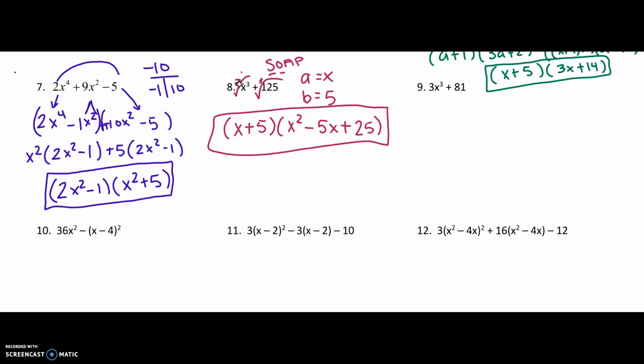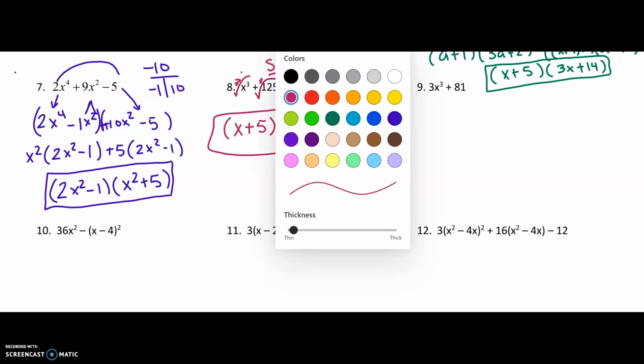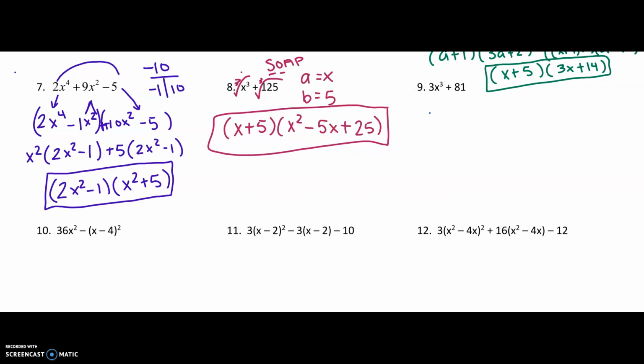Looking at number 9, we think, does it have a GCF? And in this case, the answer is yes. The GCF is 3. When I factor that out, I get x to the third plus 27. That is a sum of cubes because x cubed and 27 are both perfect cubes. So I can take the cube root of each part and continue factoring. The cube root of x cubed is x. The cube root of 27 is 3.